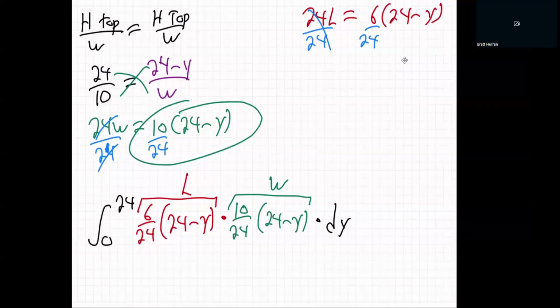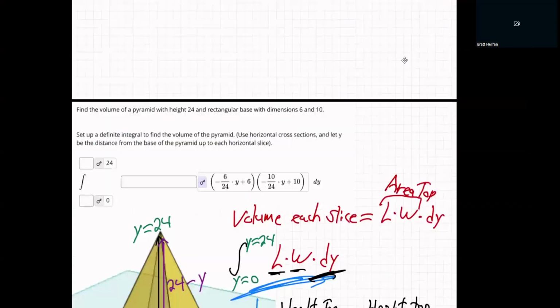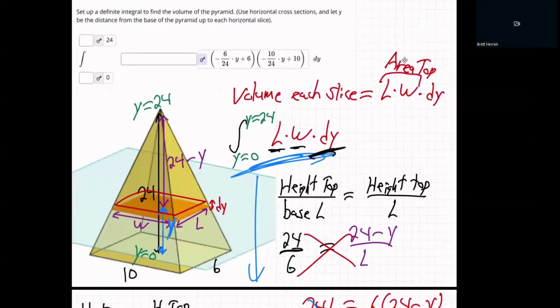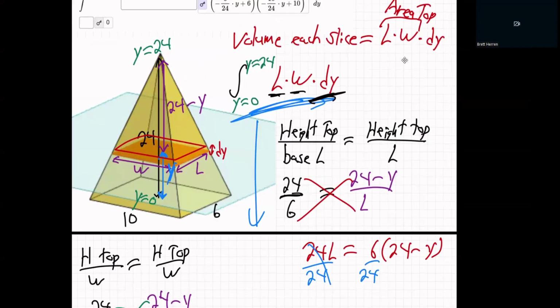We're not going to actually crank it out. We could do that, but we're just going for the setup. So there's the definite integral that will find the volume of that pyramid. Again, the hardest part is that each slice is length times width, but how do you find those? Similar triangles: 24, the entire height, is to 10, like 24 minus y is to w, and the same thing on the length side. That's how we have to set that up. And so there we go.